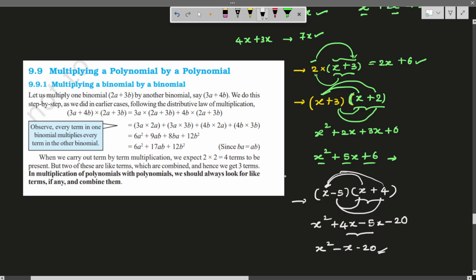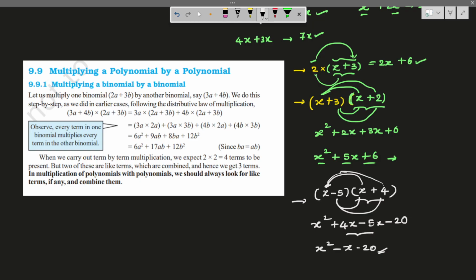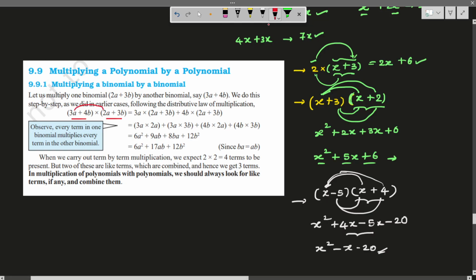If you have any doubts, you can see this example here. Here it is given as 3a plus 4b into 2a plus 3b. First we multiply 3a and 2a, which will be 6a square, and again with 3a we should multiply one more term. 3a into 3b will be 9ab, and with 3a we completed everything. Now we have to move with 4b. 4b into 2a will be 8ab, and 4b into 3b will be 12b square. So 6a square plus 17ab plus 12b square, and that's how we calculate. Okay, clear? Right.